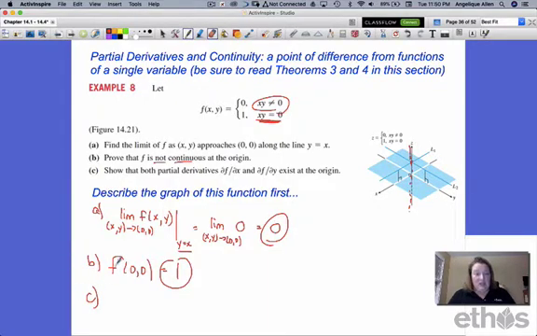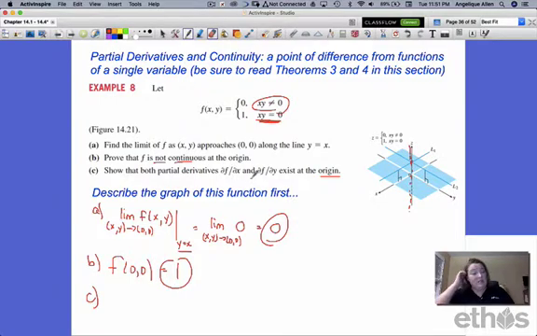And finally, C, show that both partial derivatives exist at the origin. So here's where we depart from single variable calculus. If we're discontinuous at the origin, the limits exist, but frequently, trying to get the idea of a tangent line where a curve doesn't exist is impossible in 2 dimensions. But let's look at this. You just have to think about it a certain way for this to make sense.